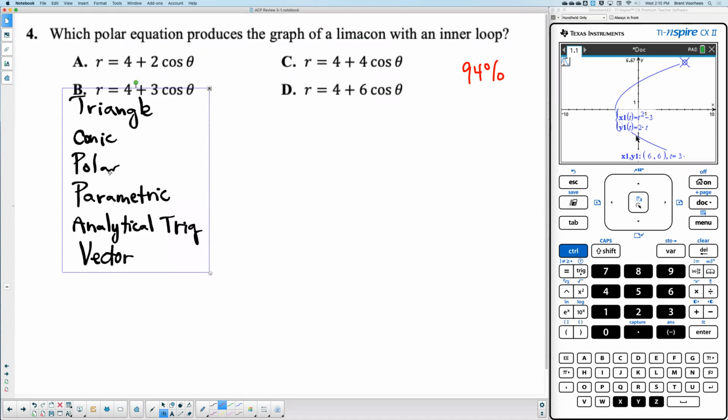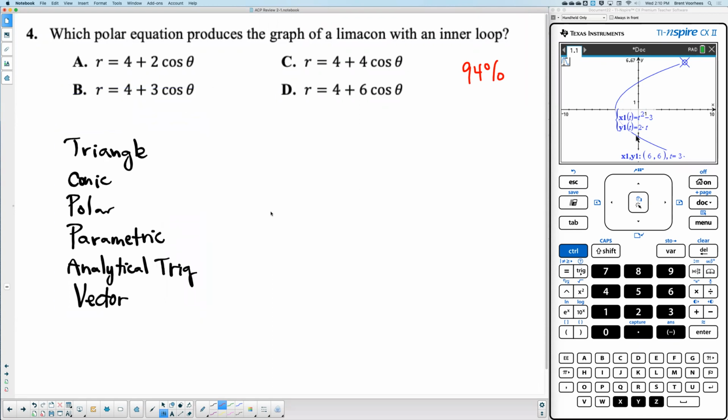What type of problem is this? It's not a conic section. That would be like ellipses, parabolas, hyperbolas. Polar. Jesse says polar. Why do you say polar? Because it says polar right there. How are we going to do polar problems? Desmos. Go to Desmos and type this in. You're looking for a limacon, which they tell you here.